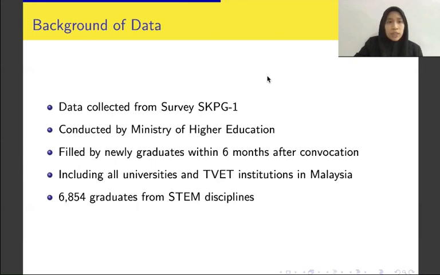For the background of the data, this dataset is collected from Survey SKPG1, which is conducted by the Ministry of Higher Education. It is a compulsory survey to be filled by newly graduates within 6 months after convocation. This dataset includes all universities and TVET institutions in Malaysia. For our analysis, we are focusing on the 6,854 graduates from STEM disciplines.